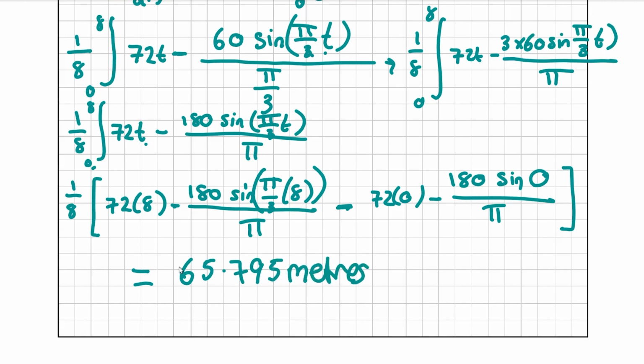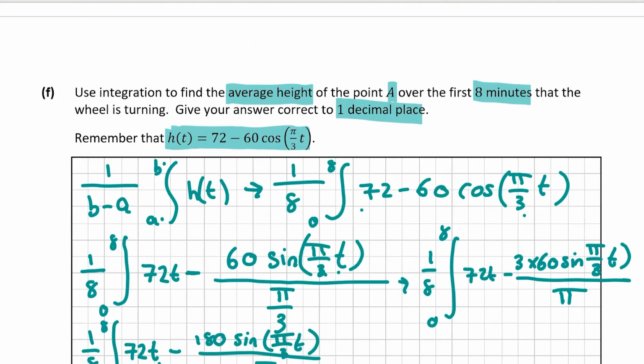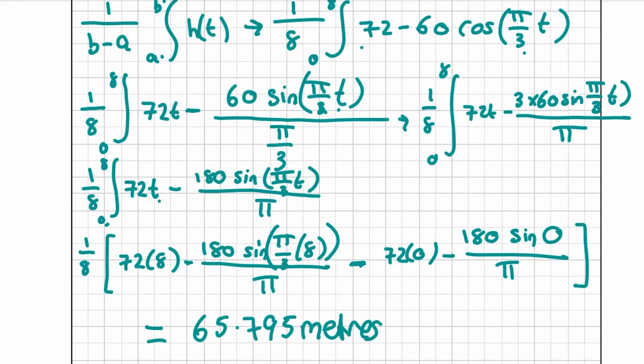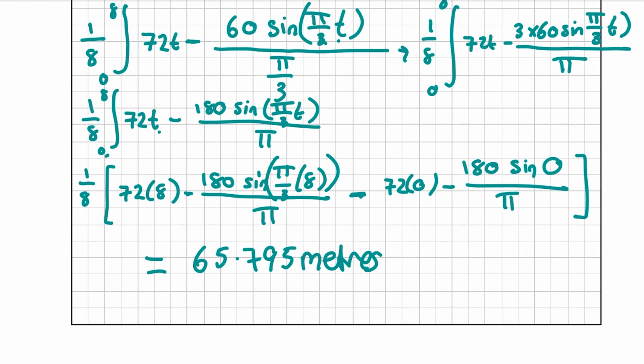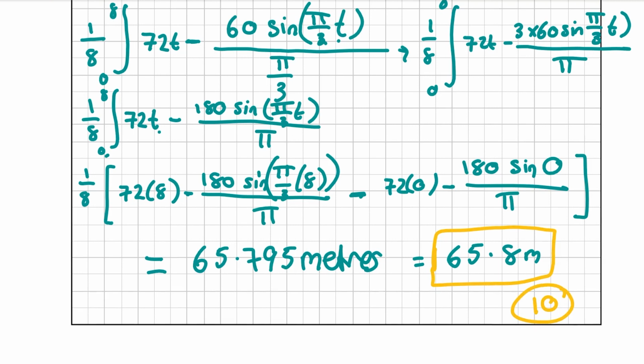So that is the average value of the point A over the first 8 minutes. We must just notice that it asks us to give our answer correct to one decimal place. So 65.795 meters is going to be 65.8 meters. And that is our final answer. And this question is worth 10 marks.